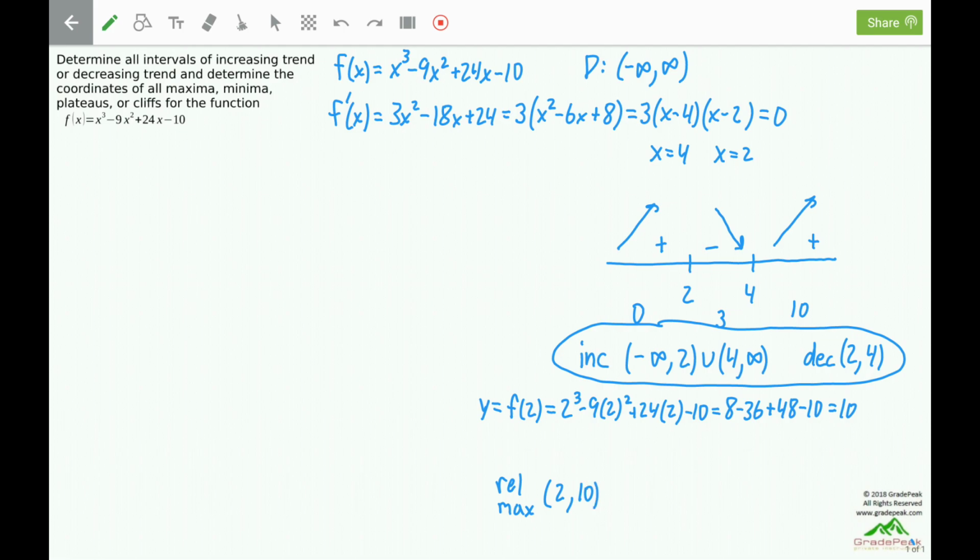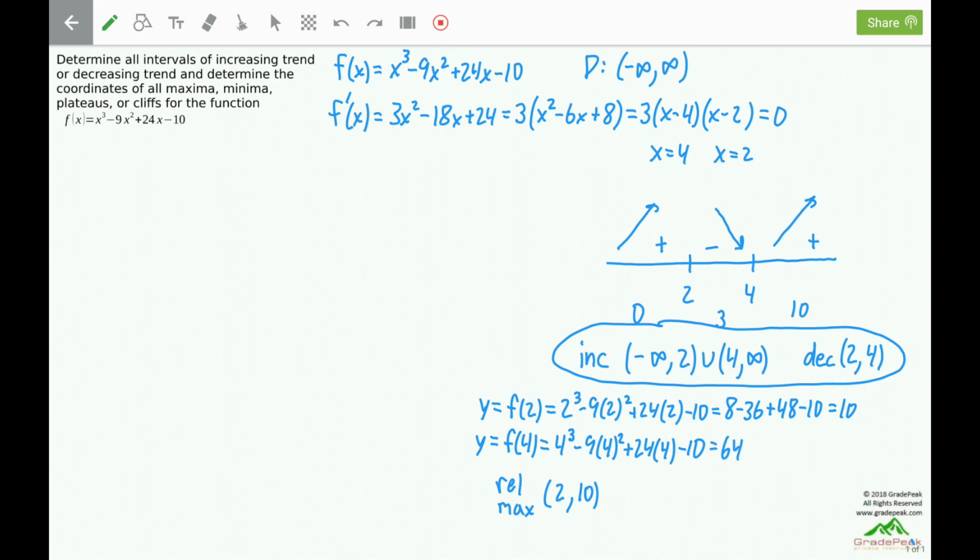We also have a trend change at the critical number of 4. It's changing from decreasing to increasing. That will be a relative min. We can find the corresponding y-coordinate for that critical number by plugging the 4 into the original function, which will equal 4 cubed minus 9 times 4 squared plus 24 times 4 minus 10.